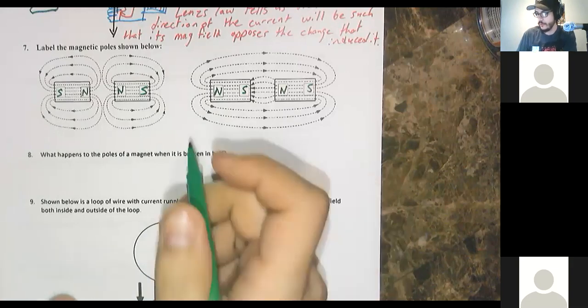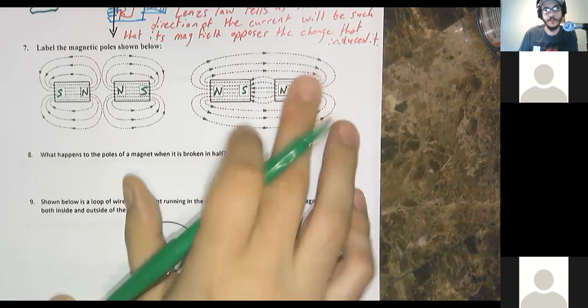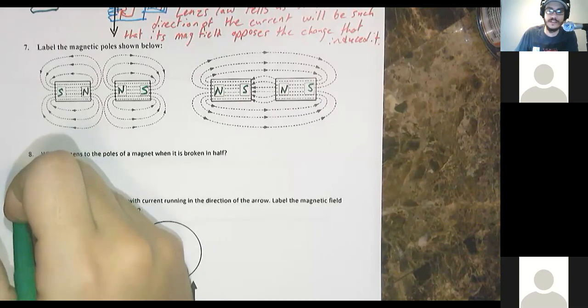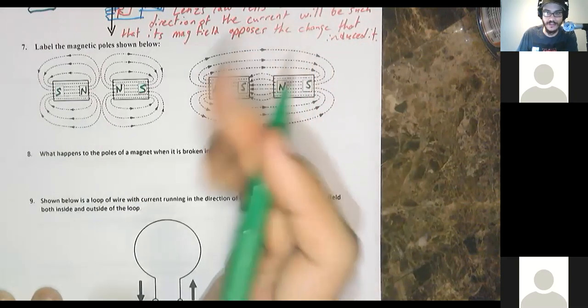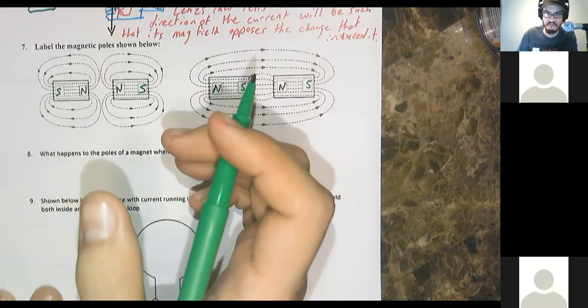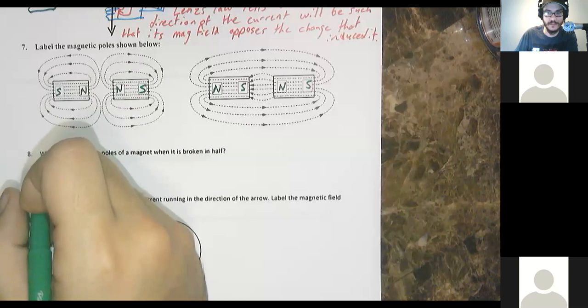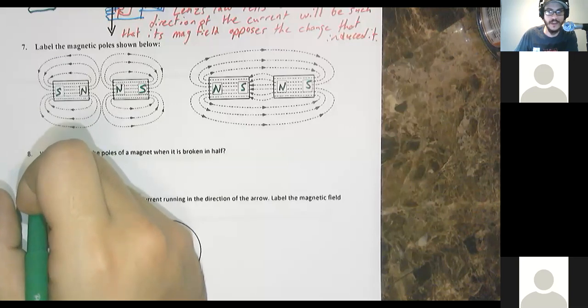What happens to the poles of a magnet when it's broken in half? Well, I just spoiled that a second ago. When a magnet's broken in half, does that isolate the north and the south, and now you have a piece that's just a north? No. The domain is still there on the atomic level, and even on the atomic level, if you have a north, you have a south.